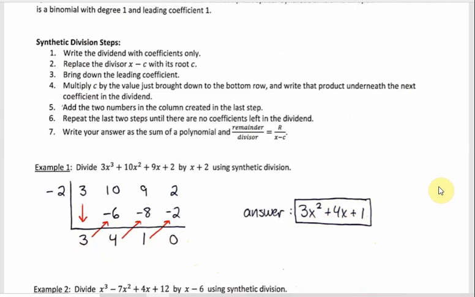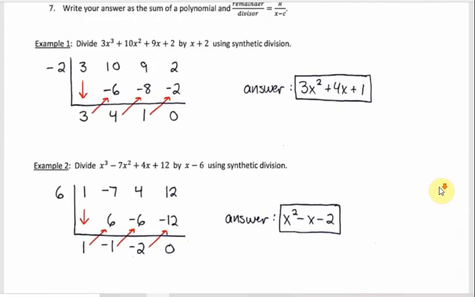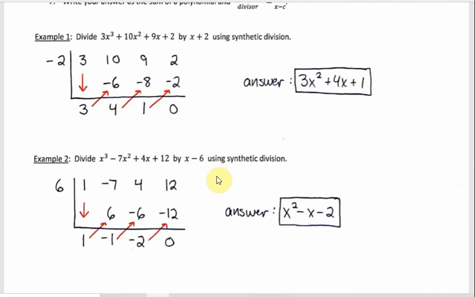All right, well then let's see another one of these. If we're going to divide x cubed minus 7x squared plus 4x plus 12 by x minus 6. So there's that just written with coefficients: 1, negative 7, 4, and 12. And then the root of x minus 6 is 6. That's why I've got that over here on the left. So then you drop this 1 down. There's that 1 drop down. Then 6 times 1 would be 6.